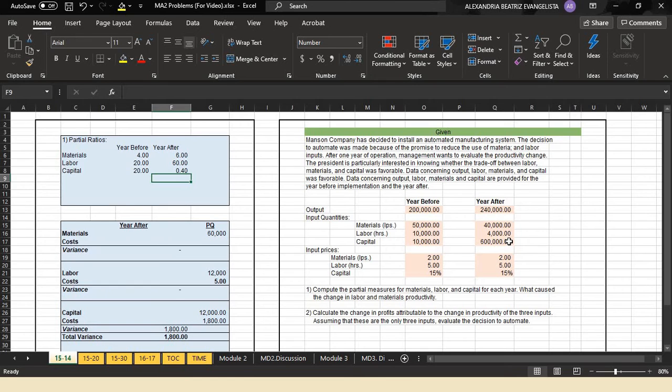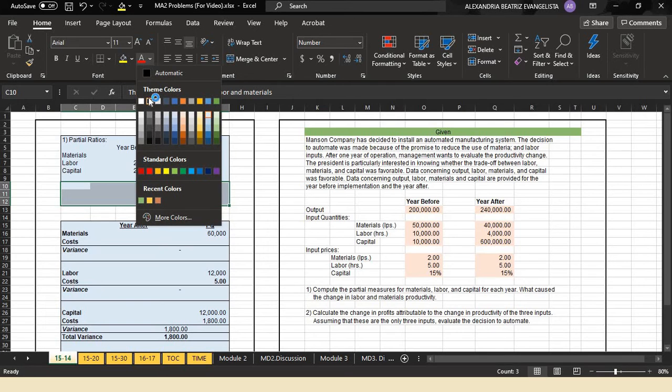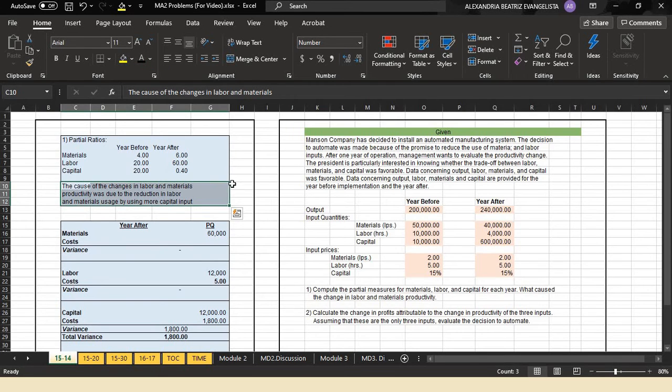And now answering the question, what caused the change in labor and material productivity? So, the cause of the changes in labor and materials productivity was due to the reduction in labor and material usage by using more capital output.